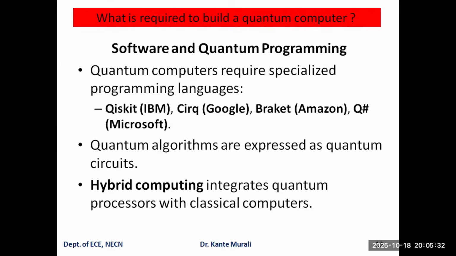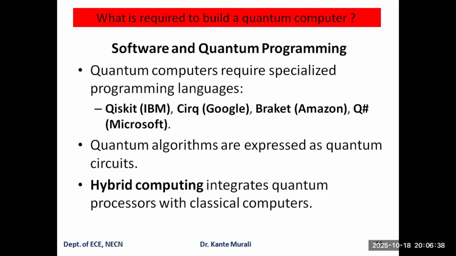Now, let us see the software and quantum programming. Now that we have covered the hardware, let us move to the software layer. Quantum computers need special languages, like C and Python in classical computers. However, those won't work on qubits. So we have tools like Qiskit from IBM and Braket from Amazon, some of the special languages we need to operate on qubits.